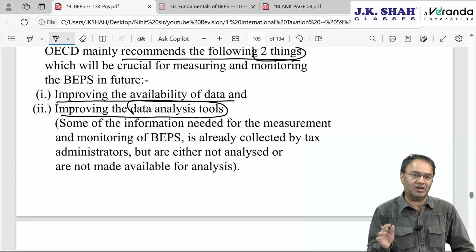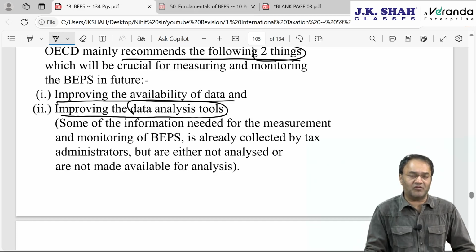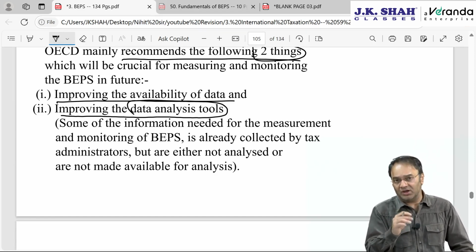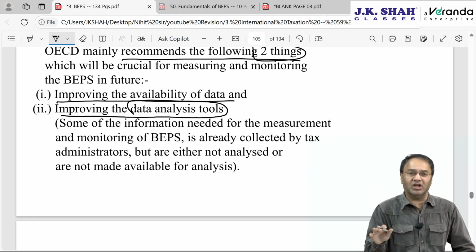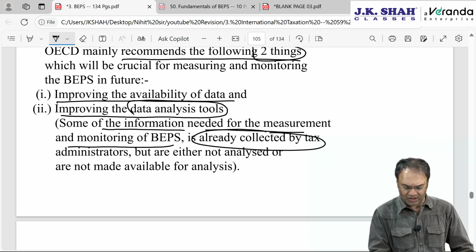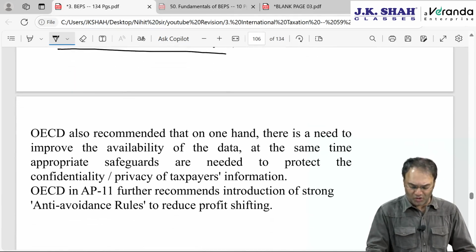Some countries collect the data available with them, but they don't have good quality artificial intelligence based software. They are not able to analyze the data, or are analyzing data but taking too much time. Maybe because of staff shortage, or maybe because sophisticated software is not available. Data received today, they analyze it 2-3 years down the line. After 2-3 years, it will be useless to analyze the data and share that information with other countries. Some information needed for measurement and monitoring of BEPS is already collected by tax administrators, but is either not analyzed by themselves or not made available for analysis. This creates a severe amount of constraint.